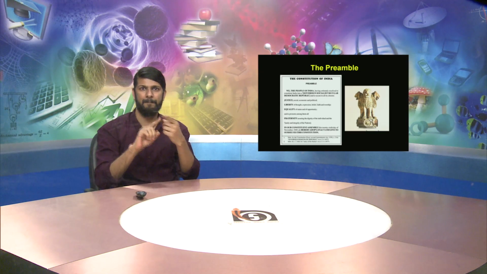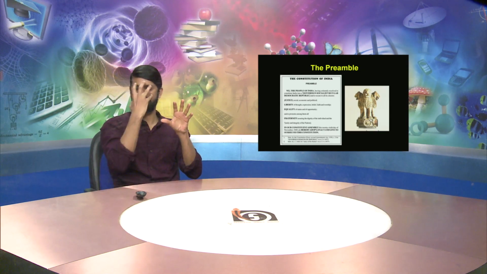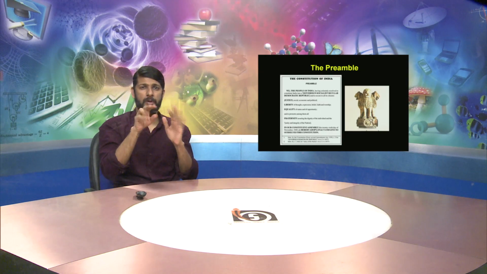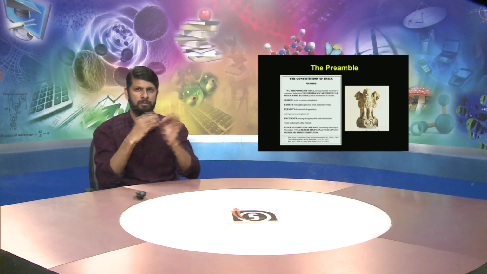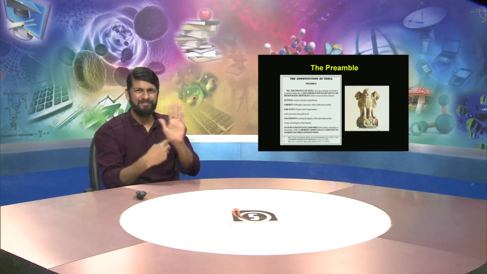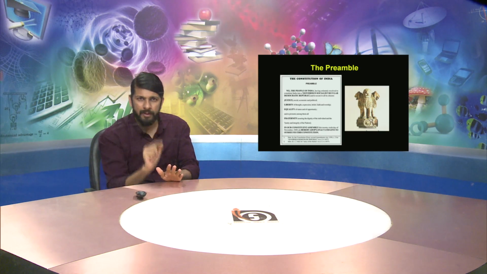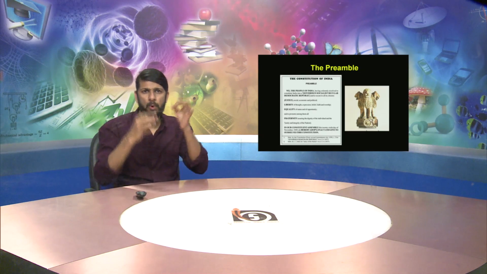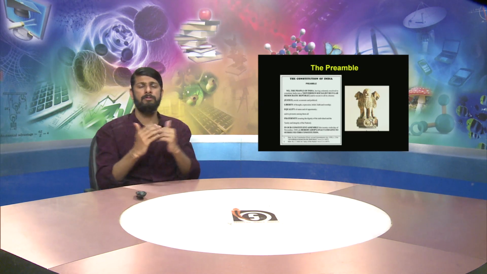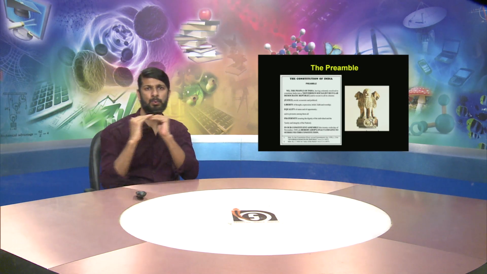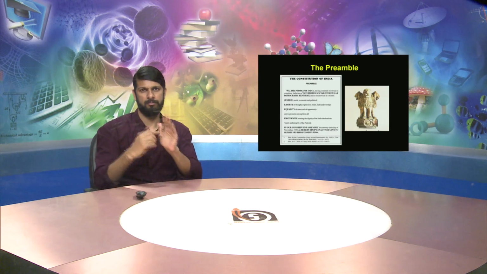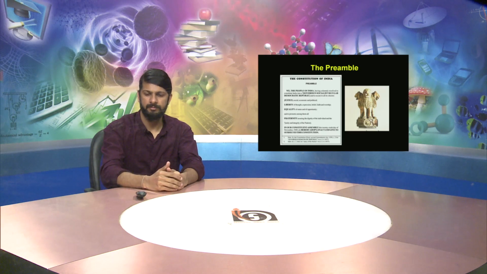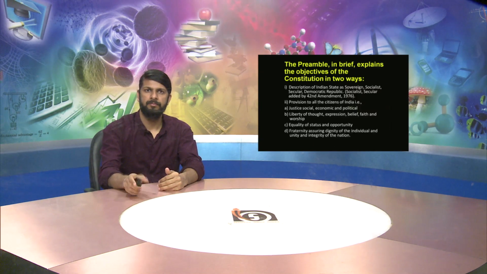Since then, in the year 1950, January 26, the Preamble. We have a written Preamble of India. You can see on the screen: we the people of India having solemnly resolved to constitute India into a sovereign, socialist, secular, democratic republic.